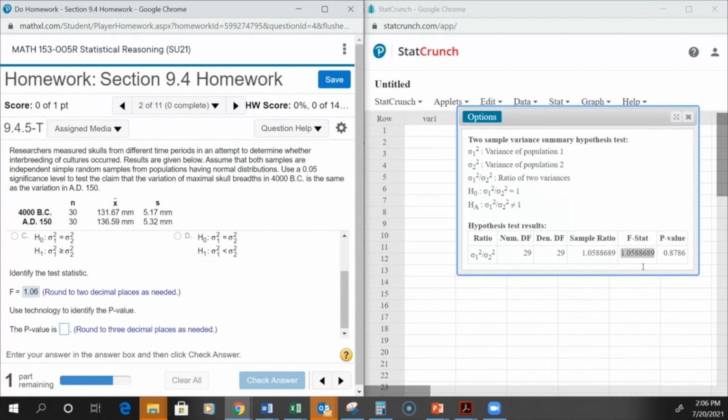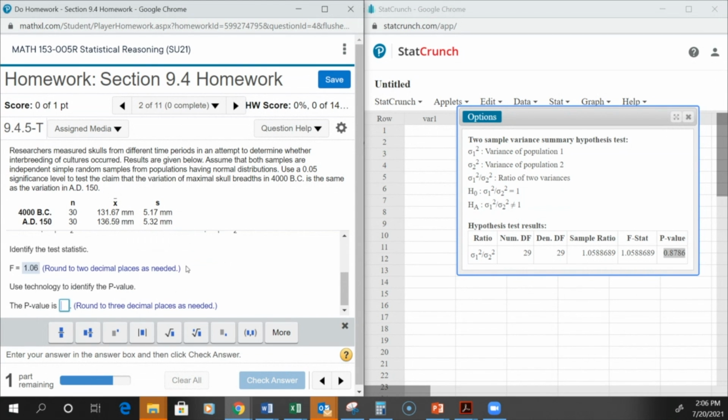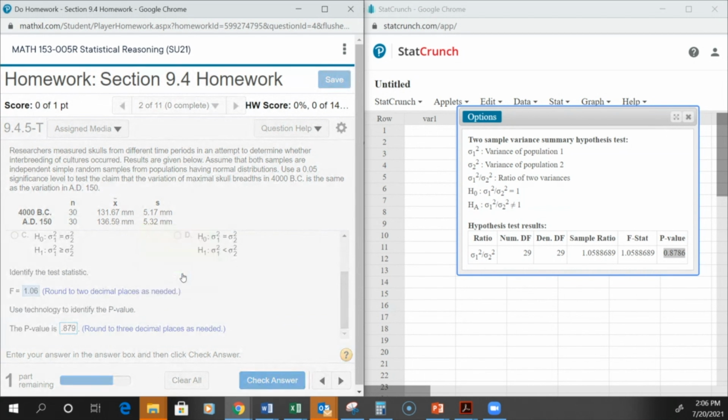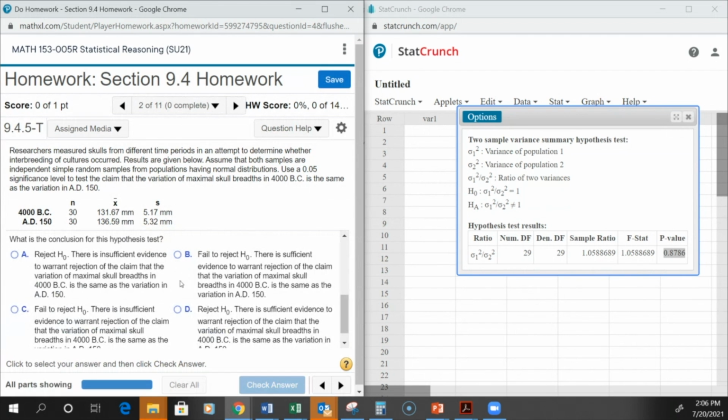What's the p-value? Well, this F is really close to 1. We know that large F values argue against the null hypothesis. This is pretty small. I don't think we're going to argue against it. And no, this is a whopping huge p-value. 0.879. So with a p-value that high, we can allow the null to fly. We fail to reject. And the fail to reject always says insufficient.